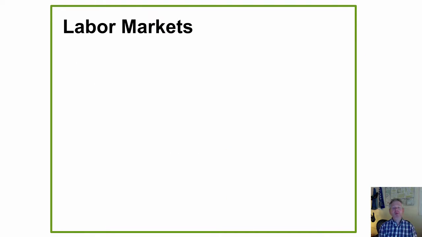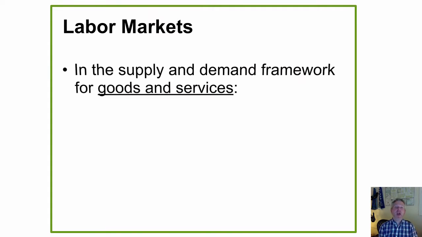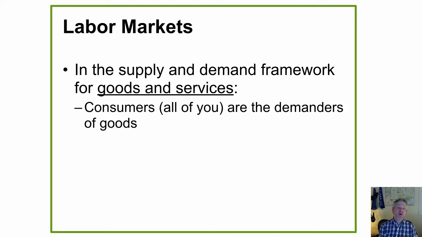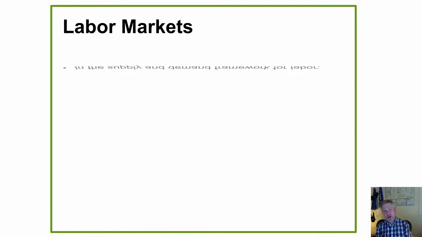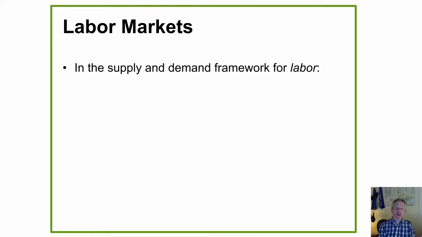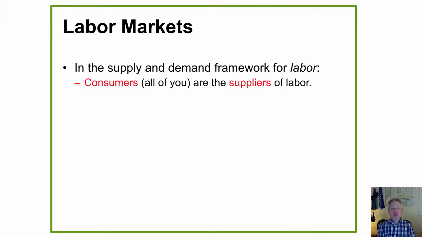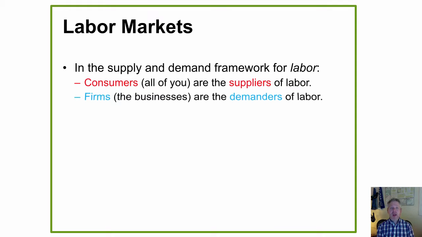All right. So labor markets are a little bit different than the normal supply and demand we did for goods and services. With goods and services, consumers, that's all of us, we're the demanders of the goods, and the firms are the suppliers of the goods. Well, in a labor market, the supply and demand is kind of flipped. Consumers, all of us, we're the suppliers of labor. We are the ones who supply our labor in the labor market, and firms are the demanders in the labor market. So everything else is really the same.